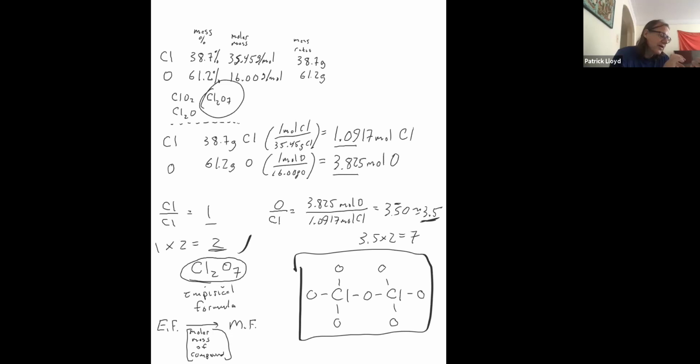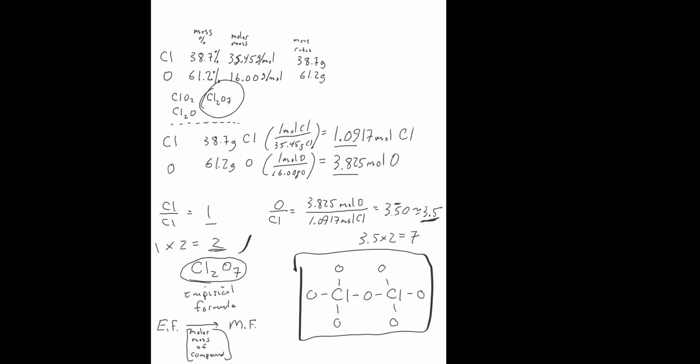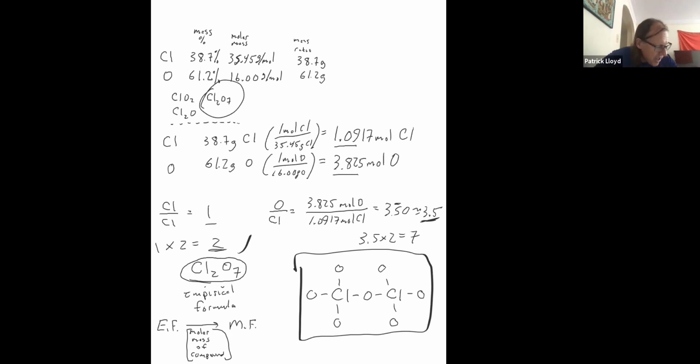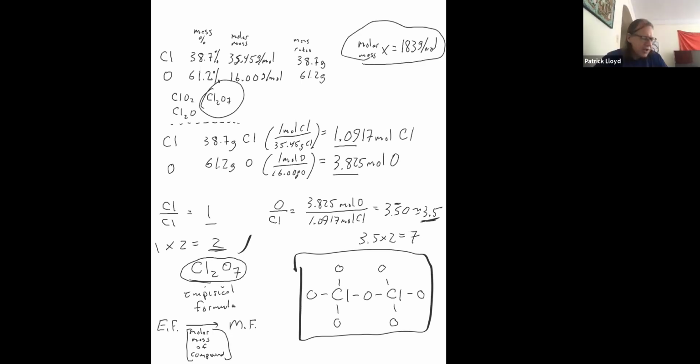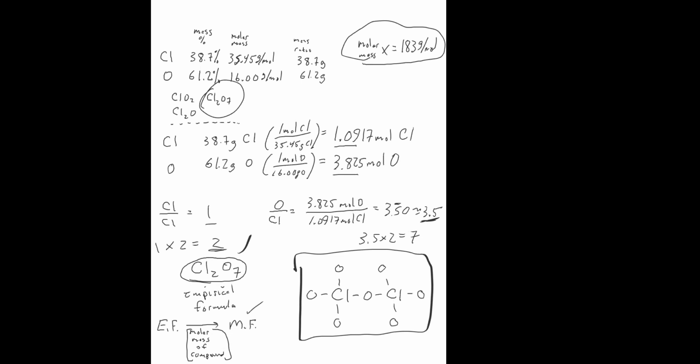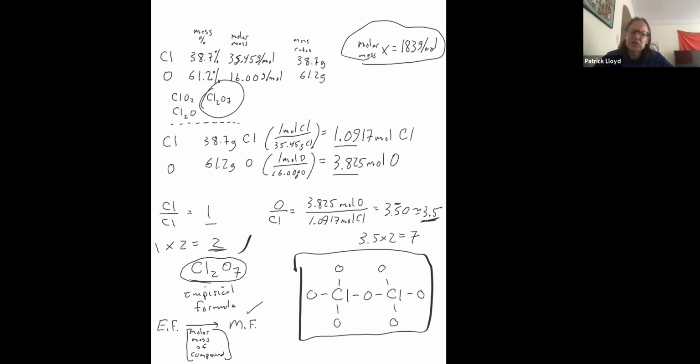So in this particular problem, they didn't tell us, but let's say they did. 35.45 times 2 plus 7 times 16. Suppose they had said, here's one more piece of information: the molar mass of compound X is 183 grams per mole. If that was given, you would now be able to calculate the molecular formula. We'll take a look at one of those in a little bit. That's essentially the next type of problem.